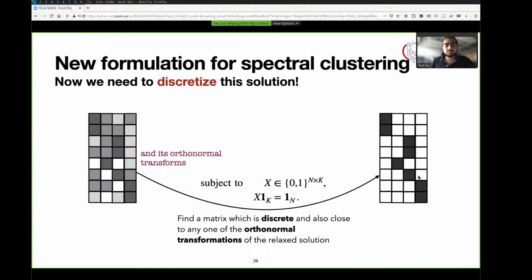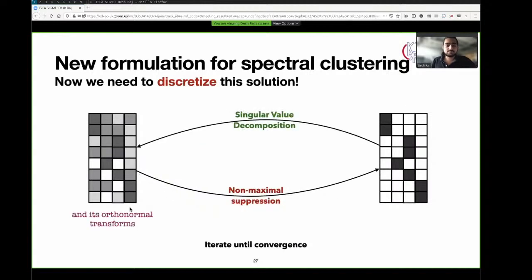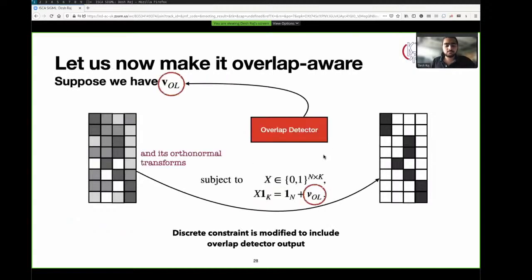So how we do this transformation from this continuous matrix to the discrete matrix is simply by a 2-step process, which involves a non-maximal suppression step and singular value decomposition. So we just keep iterating between these 2 steps until we converge to a solution. I again won't go into the mathematical details. It's all in the paper if you're interested. So that was the key idea of how we changed the k-means clustering into a new formulation of spectral clustering. But I haven't yet mentioned how we make it overlap aware.